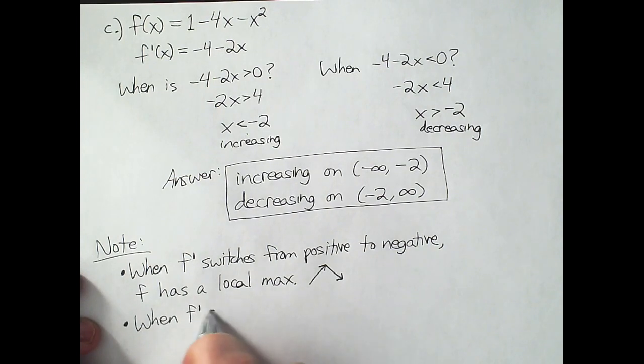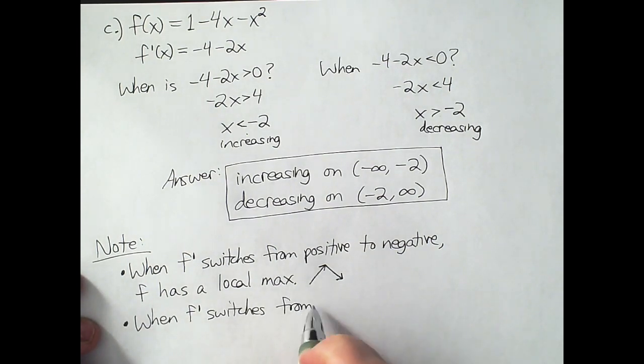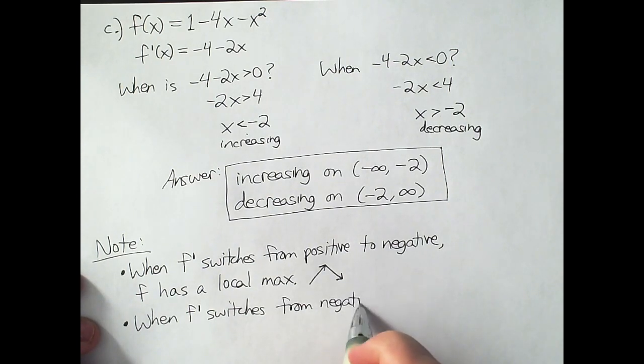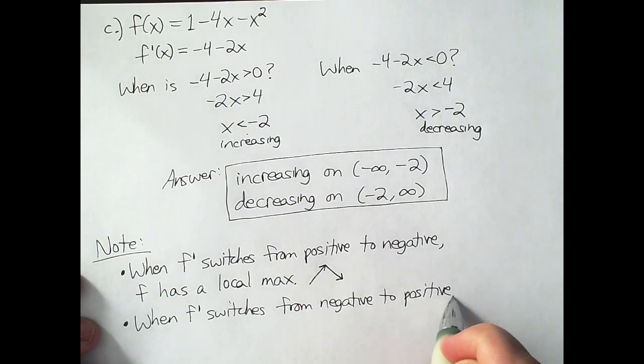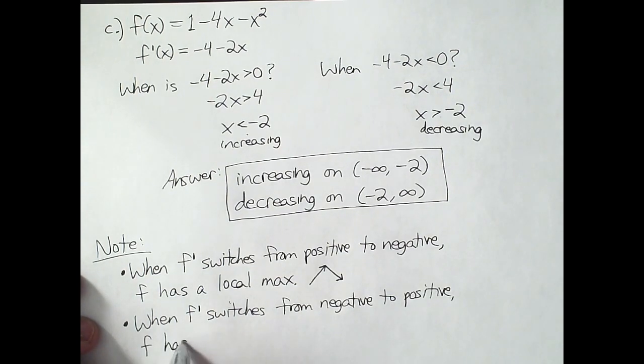When f prime switches from negative to positive, f has a local min because we are decreasing and then we get to a point where it switches to increasing.